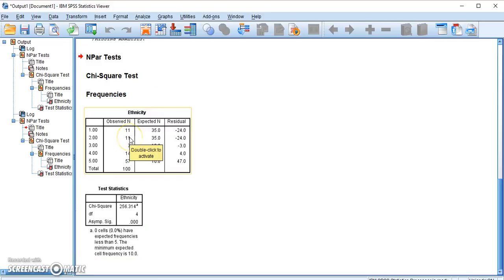We just have to be careful about what is the context of our problem or scenario, whether we need to use equal distribution across categories, or if we have some kind of other distribution beyond equal, and how we're going to put the values in SPSS.